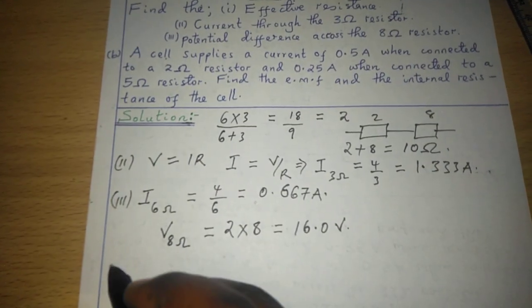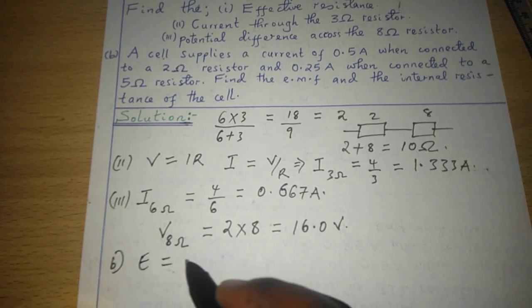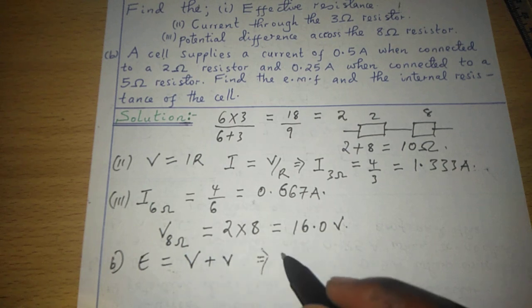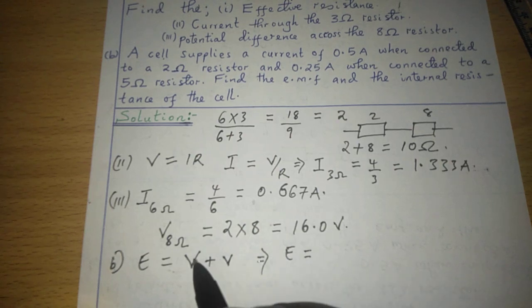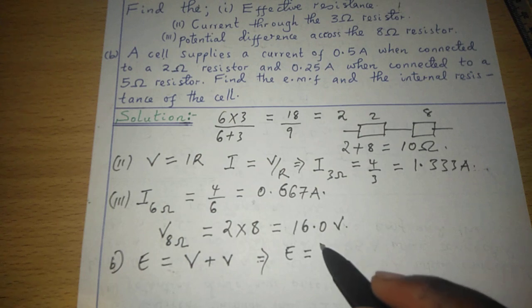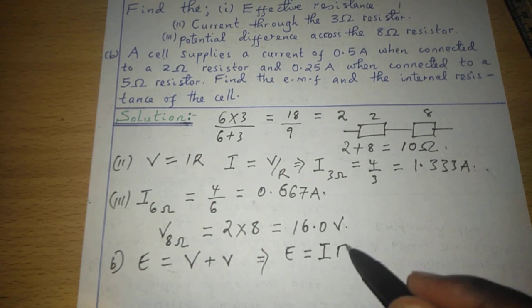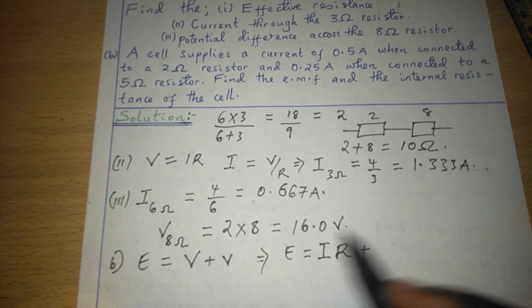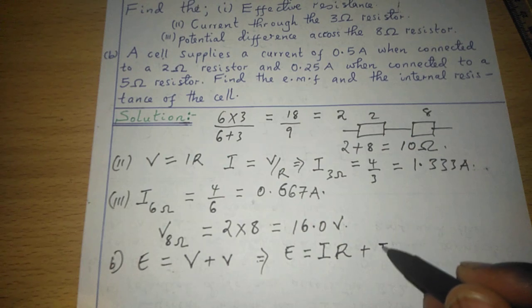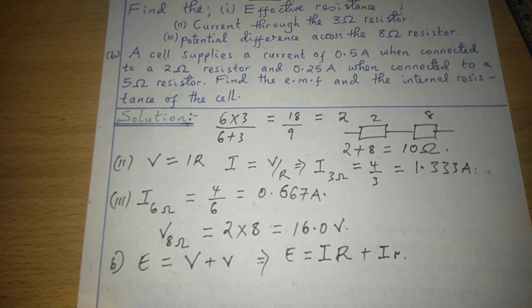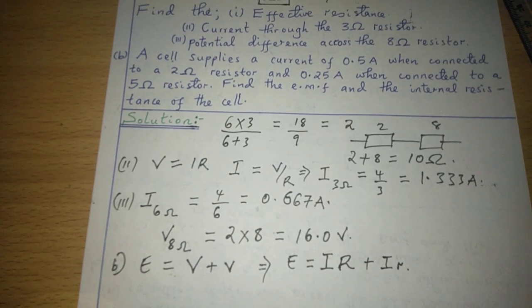What we should know is that EMF is usually given by the terminal voltage plus the lost voltage in a cell, and the terminal voltage is due to the external resistor. Therefore, because voltage is given by IR, we have current times external resistance, and the lost voltage is due to the internal resistance of the cell, so current times internal resistance. Then here we can get two equations and we solve them simultaneously.